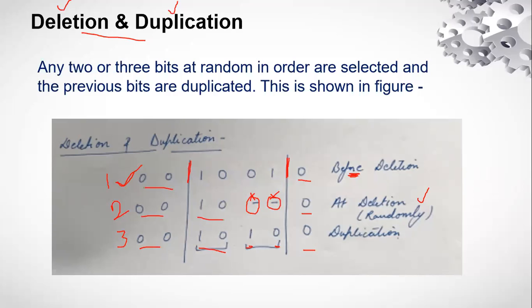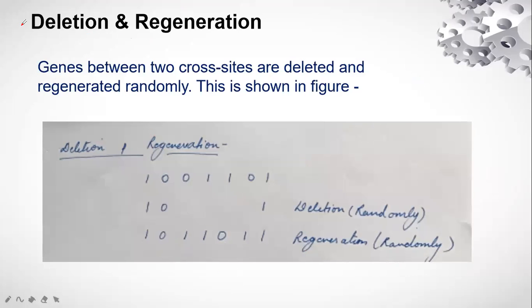Now moving further, we have the next one, called the deletion and regeneration operator. Now what is this? I'm going to select 2 cross sites. These are genes, these are strings of chromosomes. These are also called genes, you already know. Now I'm again going to select 2 random cross sites. Okay, I have selected this cross site. This is 1 0 0 1 1 0 1. Now this particular site has been randomly selected.